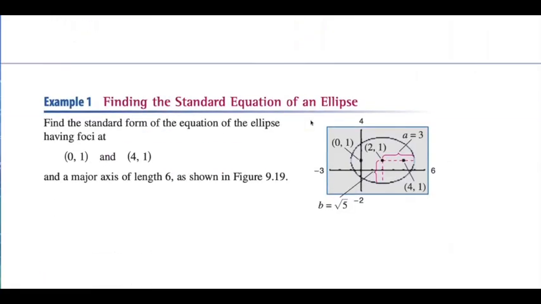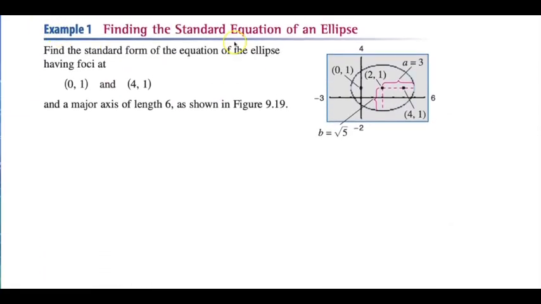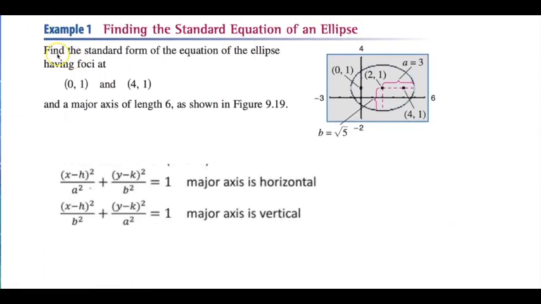Is that all that? Let's do an example. Example 1. Find the standard equation of an ellipse. Given is find the standard form of an equation of an ellipse having foci at (0, 1) and at (4, 1) and a major axis length of 6. So we know the long side of our ellipse is 6.